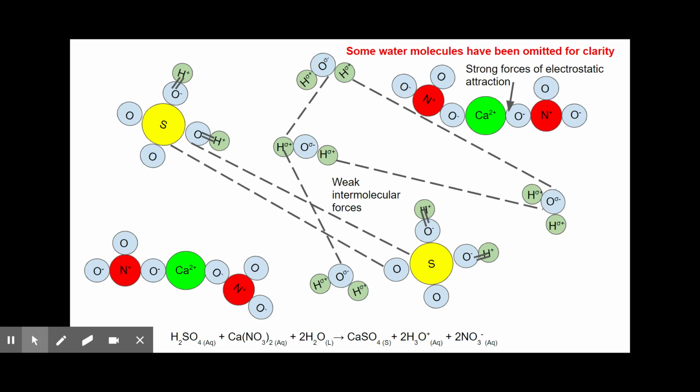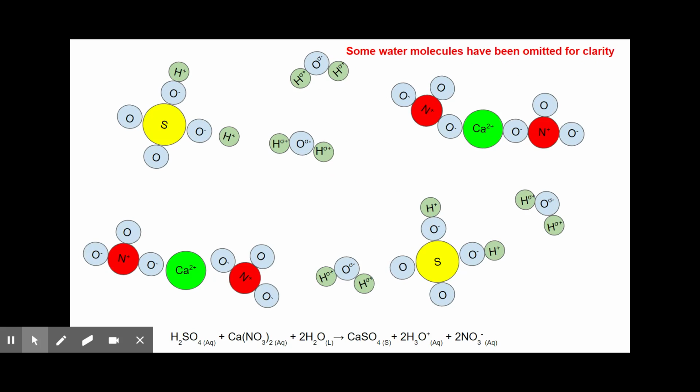At first, when the two solutions are mixed together, the sulfuric acid dissociates to form H+ and SO4 2- sulfate ions, while calcium nitrate dissolves to form Ca2+ calcium cations and NO3- nitrate ions.